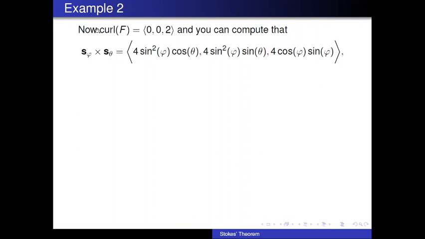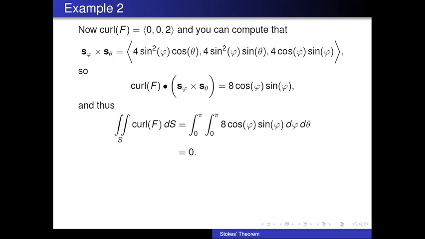So our vector field curl of f is constant. It is always this vector 0, 0, 2, so there's no need to compose it with the parametrization. This is always going to be what we get out at the end. But now we can compute for general values of theta and phi that cross product s sub phi cross s sub theta. It will be 4 sine squared phi cosine of theta in the first component, 4 sine squared phi sine of theta in the second component, and 4 cosine of phi sine of phi in the third component.